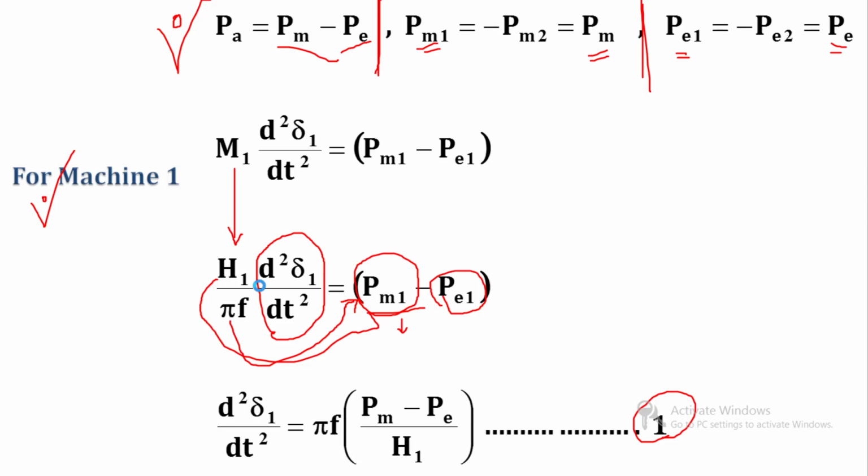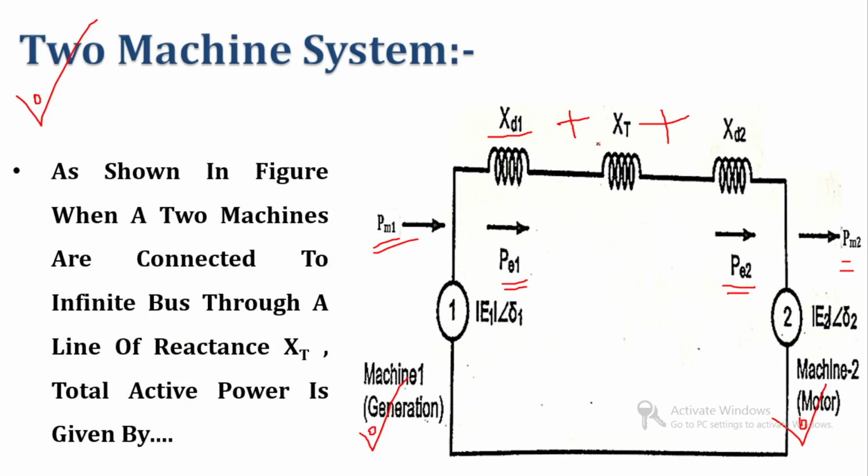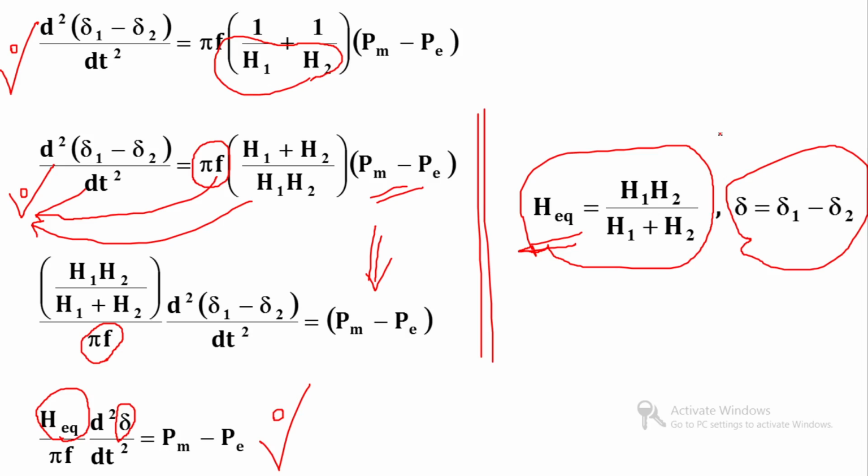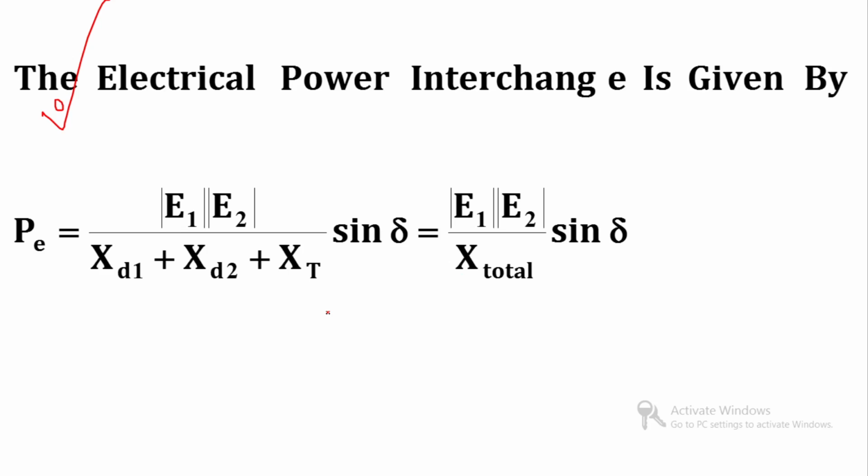So over here, X total is XD1 plus XT plus XD2. So the electrical power interchange is given by PE is equal to E1 into E2 divided by X total, which is nothing but equal to XD1 plus XD2 plus XT, into sin delta. So I can write E1 into E2 divided by X total into sin delta. So this is the power interchange equation, or power angle equation, for two machine system.